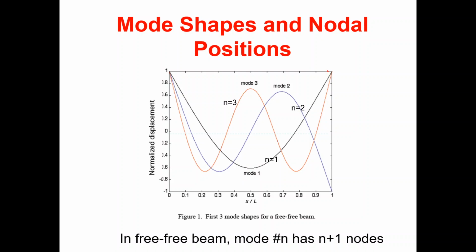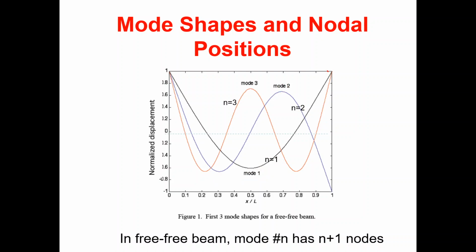And for n2, we have 3 nodal points. 1 nodal point, 1 nodal point. For n2, we have 2 nodal points, and n3, I think we are making a very small mistake here. So this is n0, we have 1 nodal point, n1, 2 nodal points, n2, 3 nodal points, and so on and so forth.